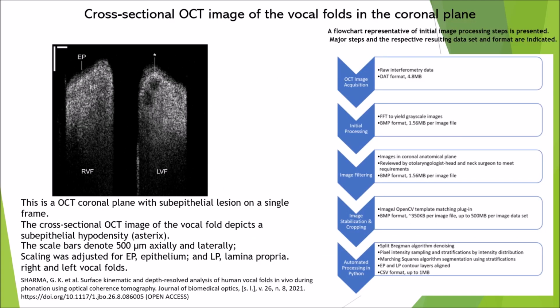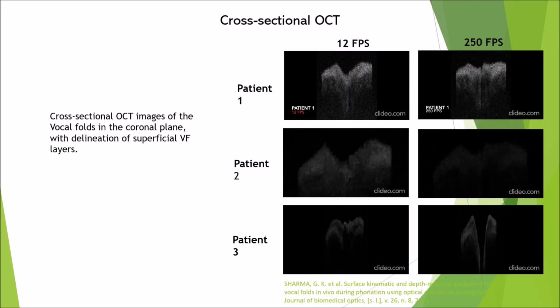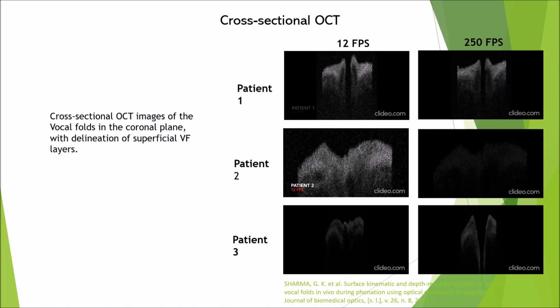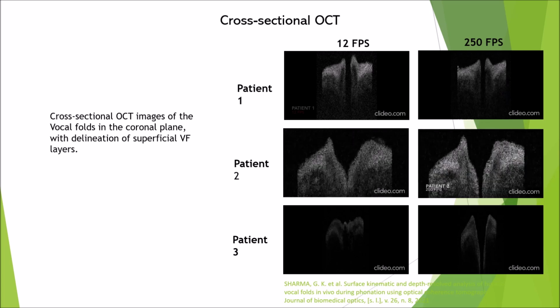The image shows an OCT coronal plane with the subepithelial lesion on a single frame. The cross-sectional OCT image of the vocal fold depicts a subepithelial hypodensity. The scale bars on the image denote 500 micrometers axially and laterally. Scaling was adjusted for the epithelium and the lamina propria. These 3 patients are presented at both 12 and 250 frames per second in the coronal plane with delineation of superficial vocal folds.